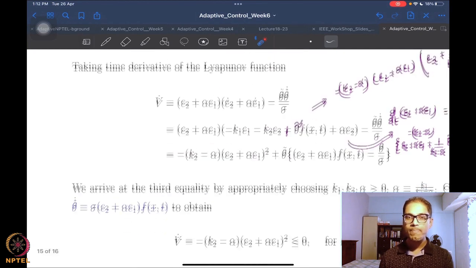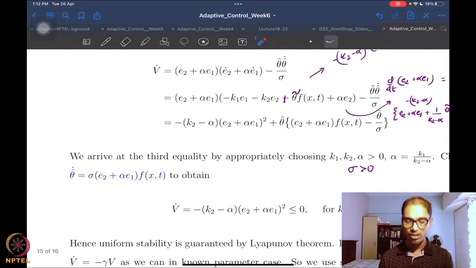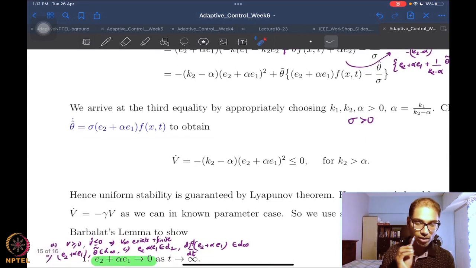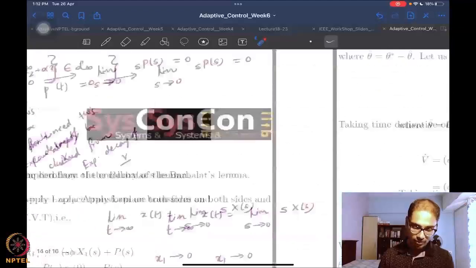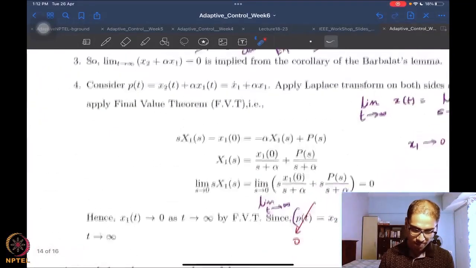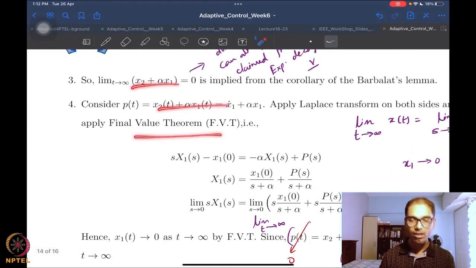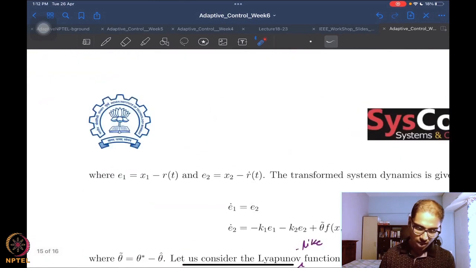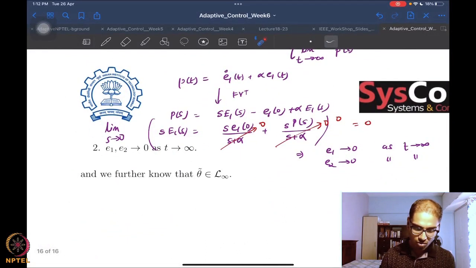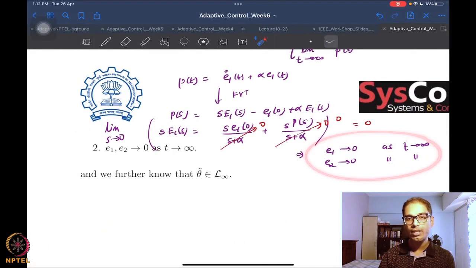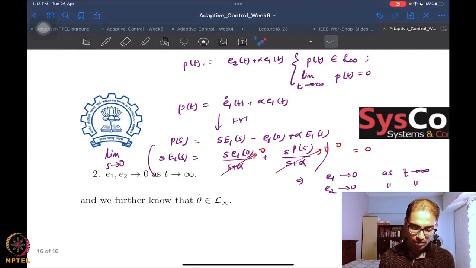One might ask, what did I actually change in the controller? The controller remained exactly the same, but the update for the theta hat changed. And with this change in the update, using the same sort of steps that I did for the known case, using this Ortega construction, I could actually show that both E1 and E2 are now going to go to zero as t goes to infinity.